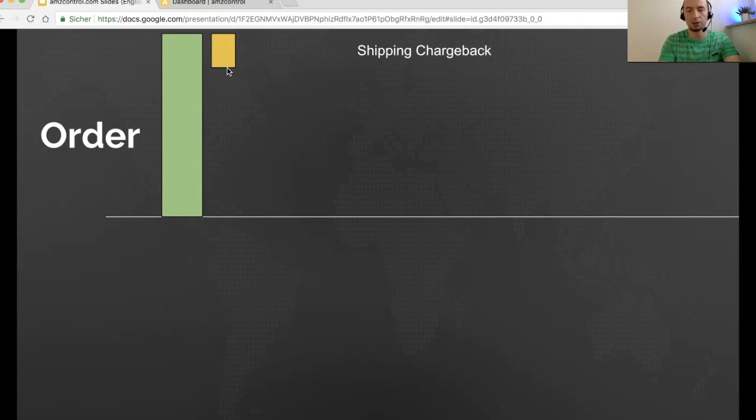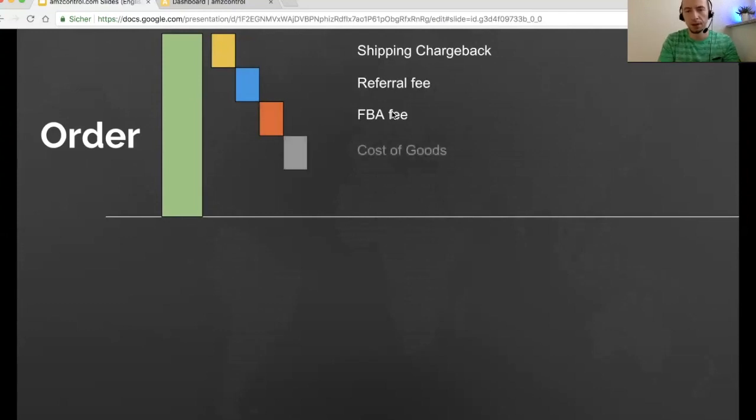But I would like to show you all the parts of the calculation. The next thing they subtract is the referral fee, for example 15%, depending on category. And of course, the FBA fee for shipping the product from the Amazon warehouse to the customer. Next, the sellers need to subtract the cost of goods. Of course, you bought the item for some price, so you subtract it from the result, and then you're left with the profit, and hopefully it's positive. Of course, we don't have PPCs here, but let's just ignore them for now.